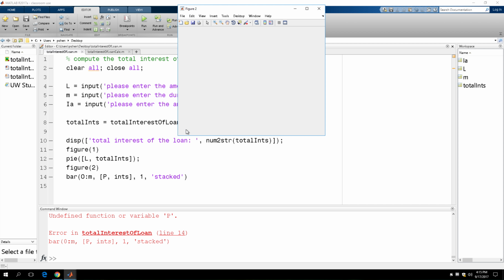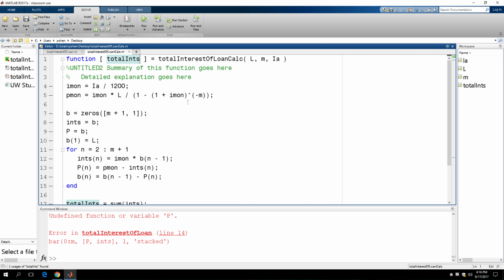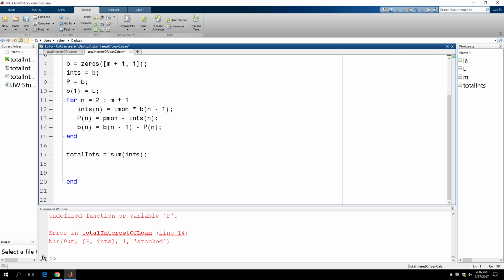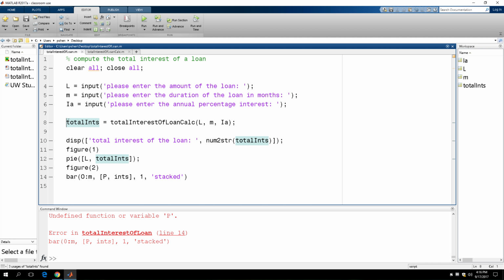Oh, I see. The reason that it's reporting an error is that the function is not really returning the principal for every month and the interest for every month. It just returns the total interest. So when the bar function tries to make a plot of those things, it doesn't know where the p and ints are coming from. So in order for the whole thing to work, you have to return more than just the total interest. We have to also return p and ints, right? Save it. So now when we call the function, we have to assign it to more than one output, right? Total ints, that's fine, and then p, that's the principal you pay back, and ints, right? And now it should work.